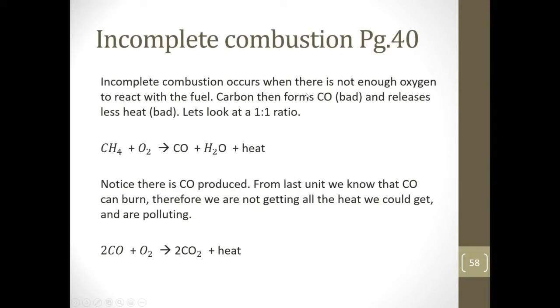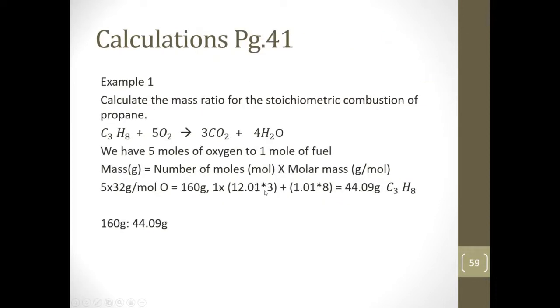Okay, incomplete combustion occurs when there's not enough oxygen to react. We get CO, that's bad. We know that CO can burn, but we're wasting money and we're polluting, so bad, bad, bad. So let's look at the calculations that they expect us to do in this ILM.